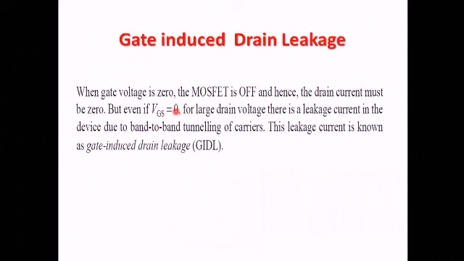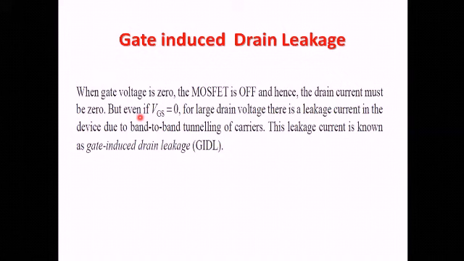That is the gate induced drain leakage. This is very important. When the gate voltage is 0, the MOSFET is off, and hence the drain current must be 0. When the gate voltage is 0, the drain voltage is the input voltage. So the MOSFET is off, and the drain current must be 0. But even if VGS is equal to 0, VGS is the drain voltage.